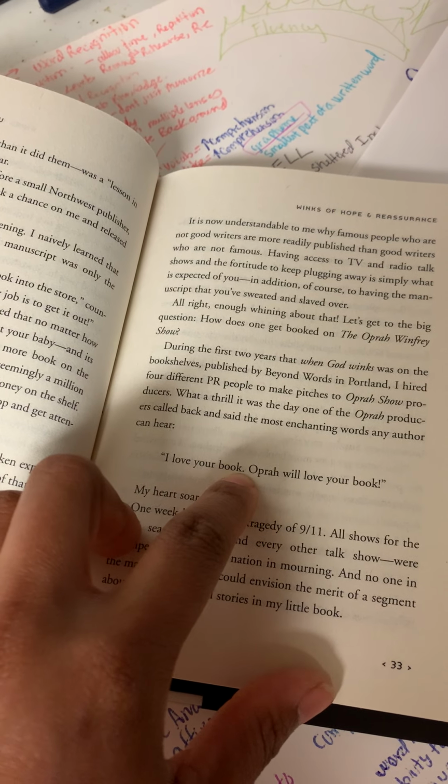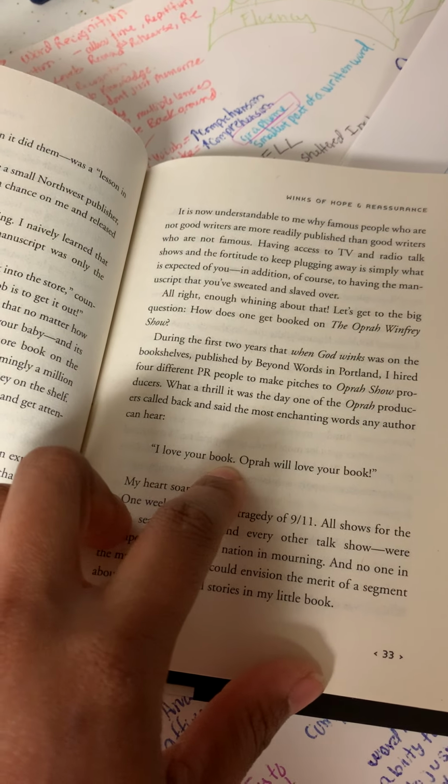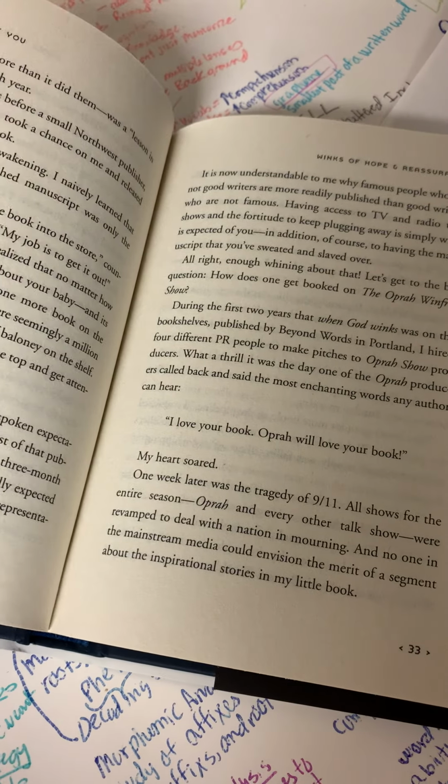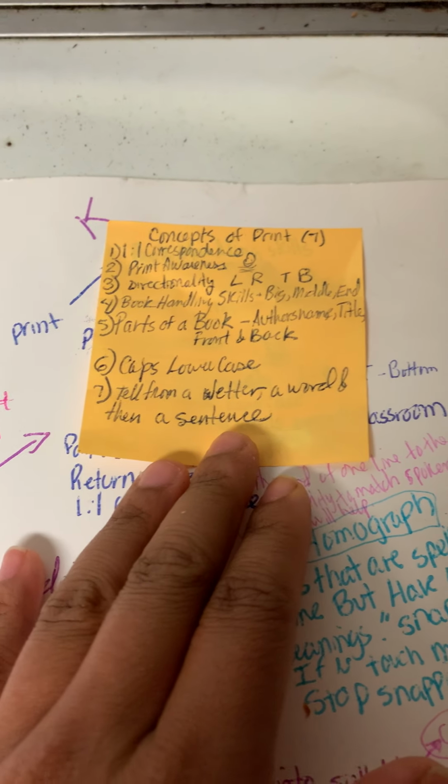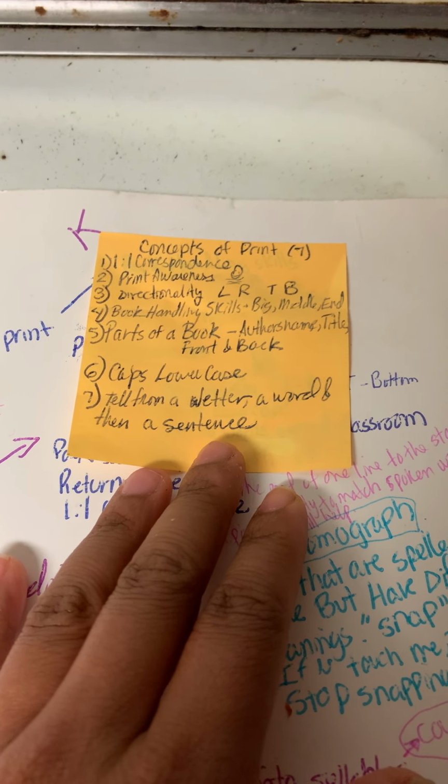So the B-O-O-K, that makes a word. He doesn't know what it is, but he can tell that that's a word, that's a word, that's a word, and that's a word. So those are the concepts of print. And these are one of the first things kids learn.